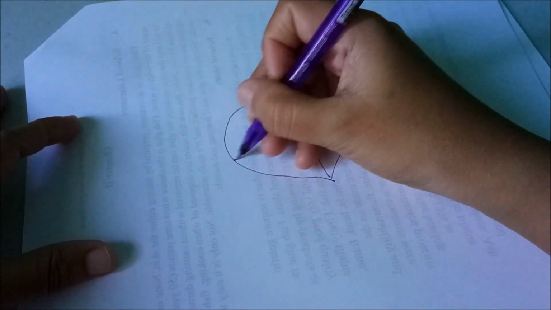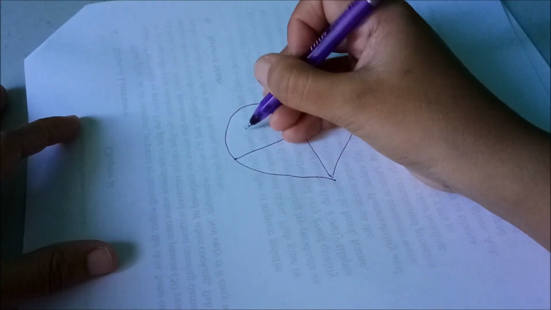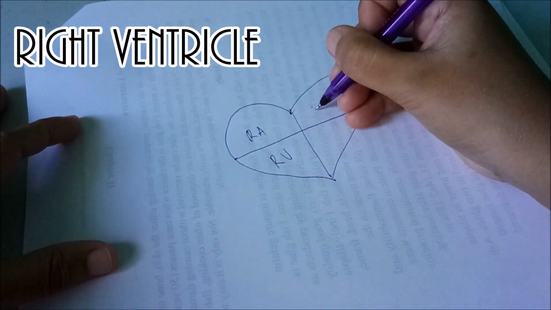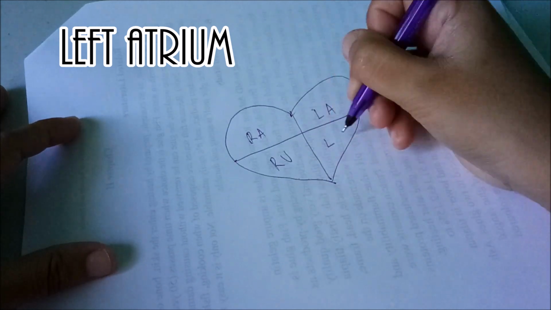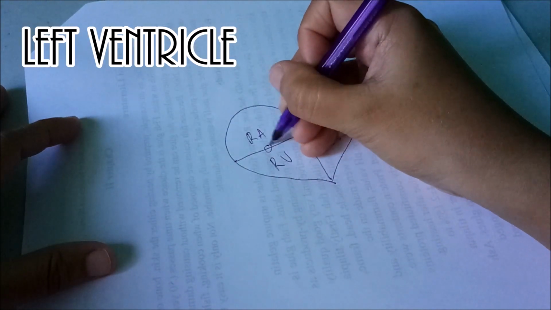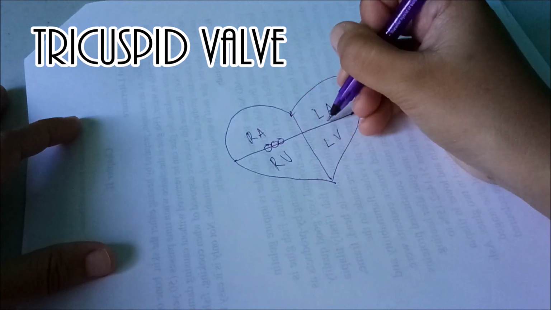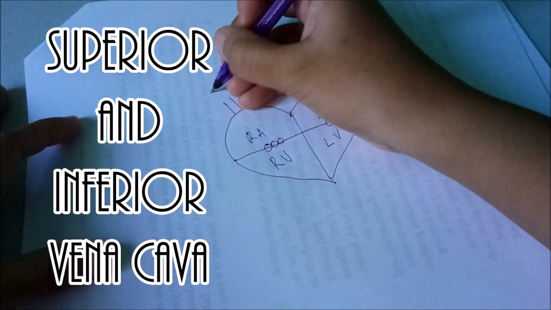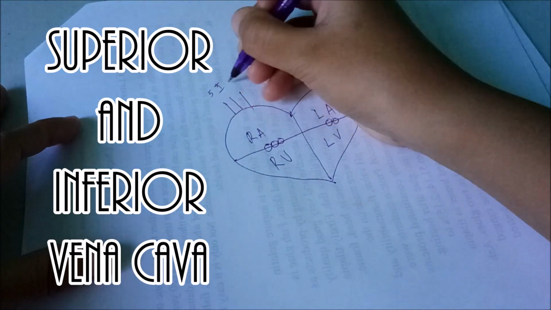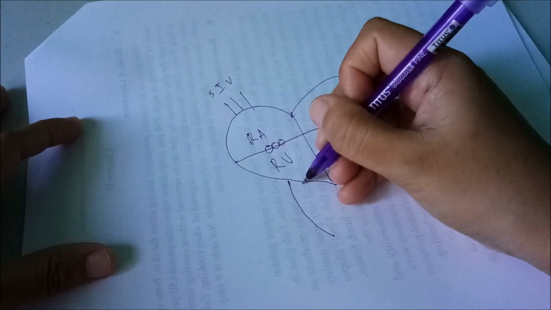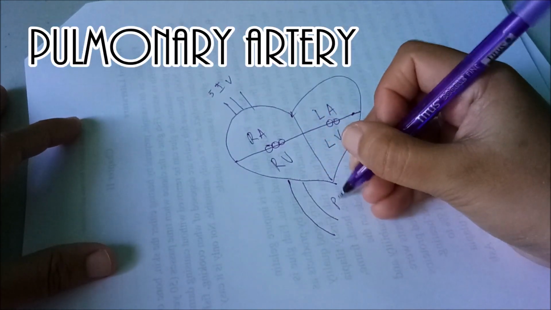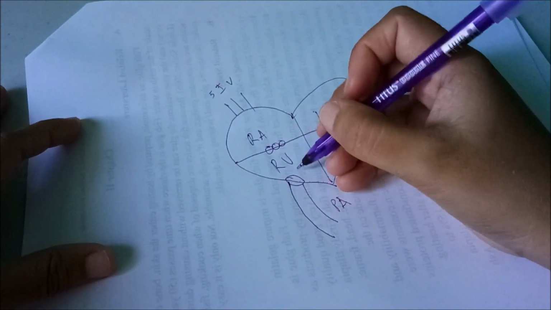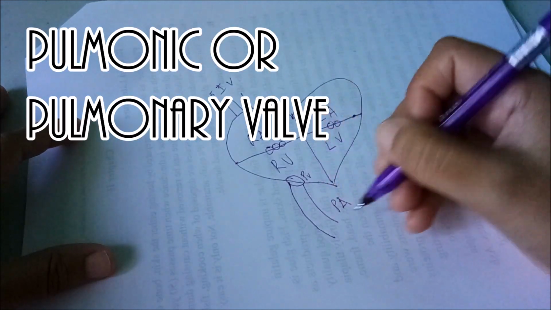Your heart is divided into 4 chambers. We have the right atrium, right ventricle, left atrium, left ventricle. Here we have the tricuspid valve, and here we have the mitral valve or bicuspid valve. Here we have the superior and inferior vena cava. Here we have another blood vessel called the pulmonary artery. And here we have another valve, a semilunar valve called the pulmonic valve or pulmonary valve.